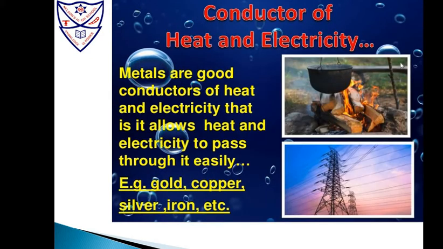Next, the conduction of heat and electricity. Metals are good conductors of heat and electricity, that is, they allow heat and electricity to pass through them. For example, any metal: gold, copper, silver, iron. As you can see here in the picture, it conducts heat, and the wire conducts electricity.